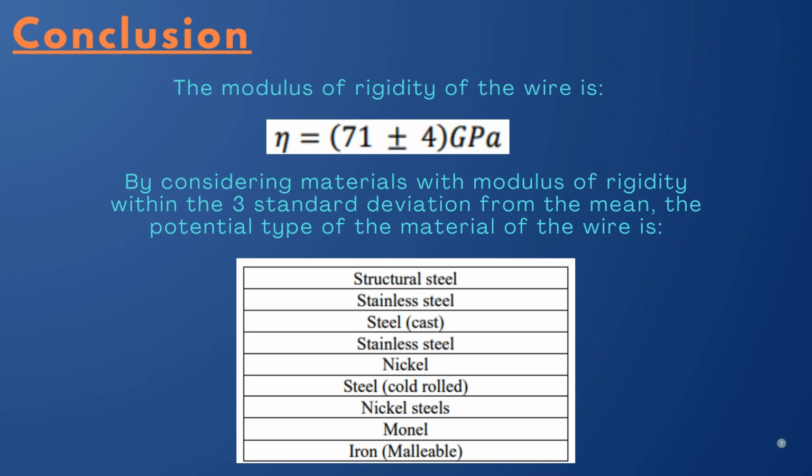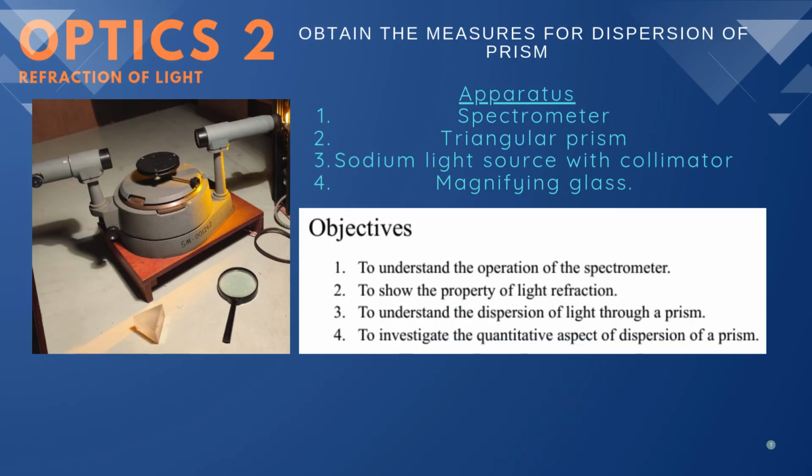In conclusion, the modulus of rigidity of the wire is 71 plus or minus 4 gigapascal. By considering materials with modulus of rigidity within the 3 standard deviation from the mean, the potential type of the material of the wire is this. The fourth experiment is optics 2, refraction of light, and these are the apparatus and objective of this experiment.